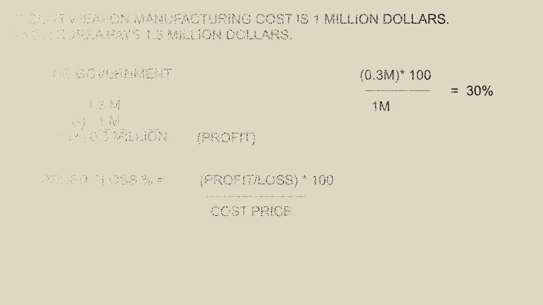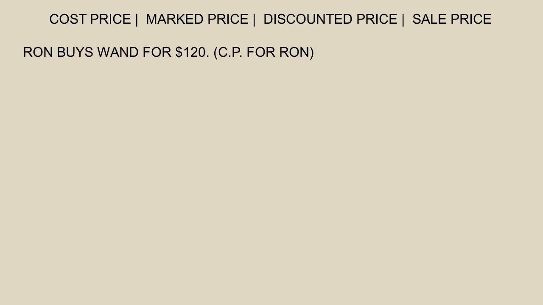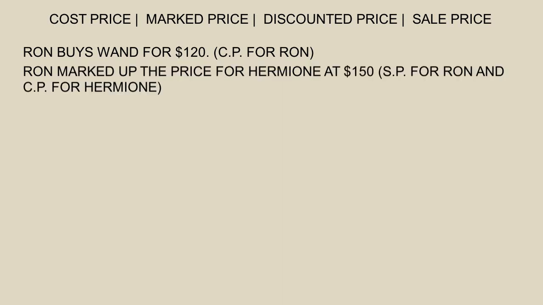Alright, now let's look at a different concept, cost price, marked price, discounted price and sale price. Okay, so what do we have here? We have Harry, Ron and Hermione. Now Ron wants to buy a wand for $120. He was running out of money and he planned to sell it to Hermione, who wasn't streetsmart enough to know the actual rates. So Ron marks up the price at $150. This is the selling price to Hermione.